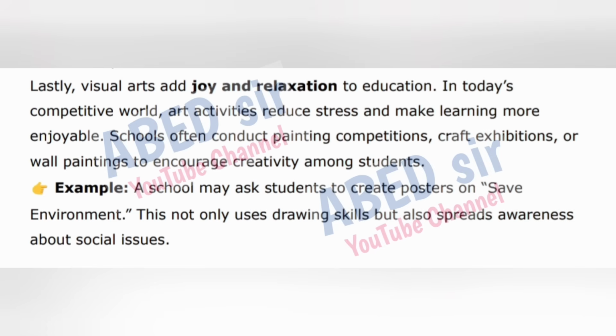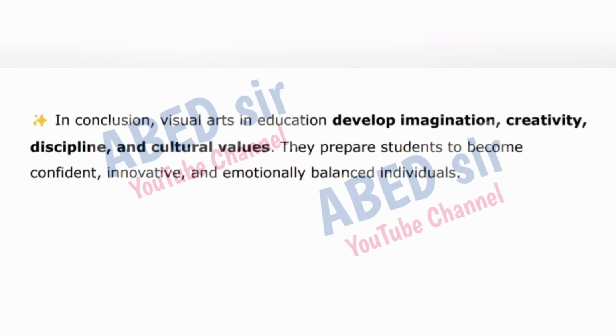For example, a school may ask students to create posters on Save Environment. This not only uses drawing skills, but also spreads awareness about social issues. In conclusion, visual arts in education develop imagination, creativity, discipline, and cultural values. They prepare students to become confident, innovative, and emotionally balanced individuals.